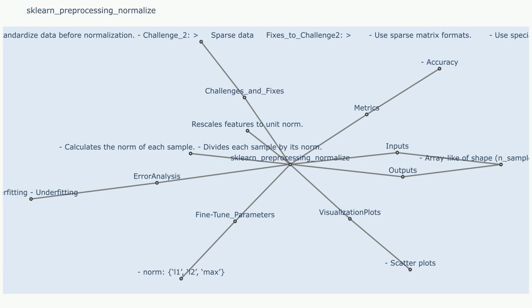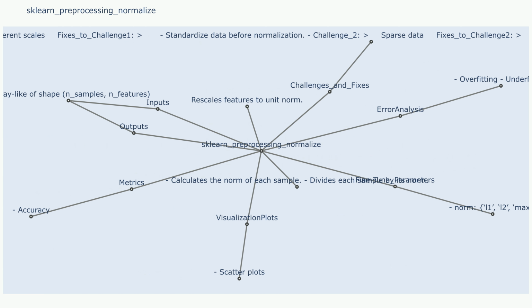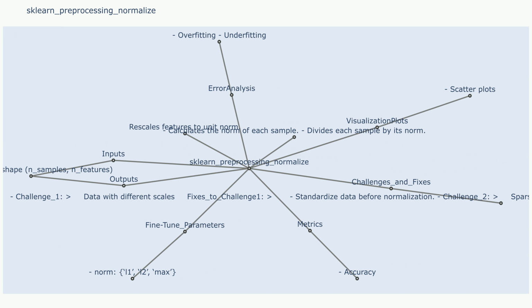sklearn.preprocessing.normalize. Description: the normalize function in Scikit-learn's preprocessing module rescales each sample (row) of a dataset individually to unit norm. This means that the length of each data point vector becomes 1. There are multiple norms available, with the most common being the L1 norm (Manhattan distance) and the L2 norm (Euclidean distance). Inputs: X, a NumPy array or a sparse matrix representing the dataset.